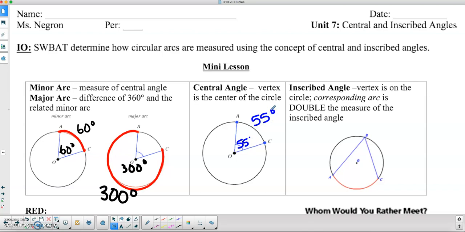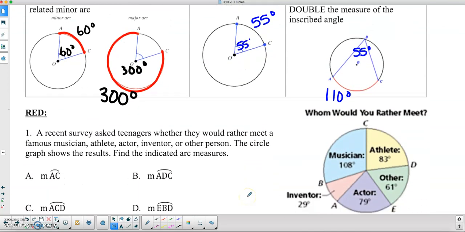Okay? Inscribed angle works a little bit differently. Your inscribed angle is half of the arc. So let's say the arc here was 110 degrees, then that inscribed angle will be 55 degrees. So it works either way. If you're going from inscribed to the arc, you double the angle. But if you're going from arc to the inscribed, you cut it in half.